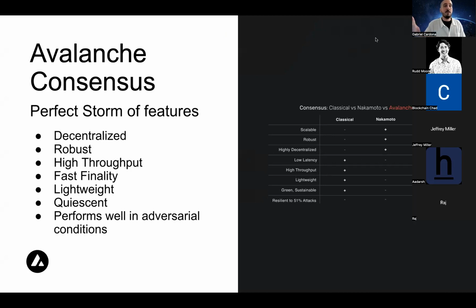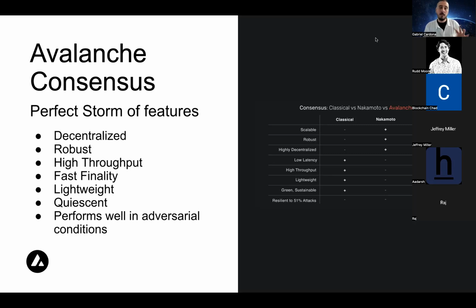So as I mentioned, Avalanche Consensus is the third major paradigm in the field of consensus. The first was called classical consensus, and it goes back to the 70s and 80s. And classical consensus has low latency and very, very high throughput. It's lightweight and it's green, but it's not very scalable nor robust, and it performs poorly in adversarial conditions.